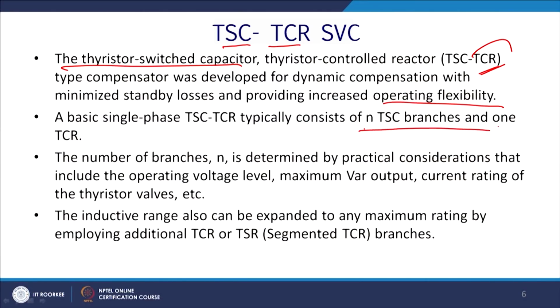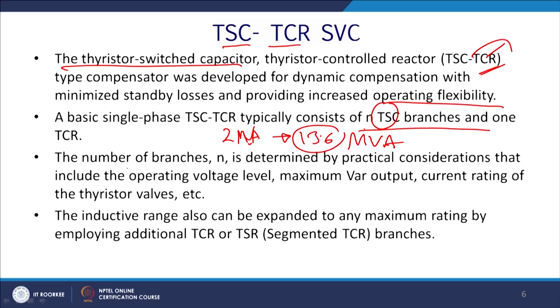A basic single phase TSC-TCR typically consists of n branches of the TSC, let us say each having a rating of 2 MVA. Again the same example: you require 13.6 MVA dynamically, as you have computed. So, what you will do, you will switch on 7 such TSC branches, and minus 0.4 MVAR will be provided by the TCR. That is the principle of operation of these combinations, which is very simple.